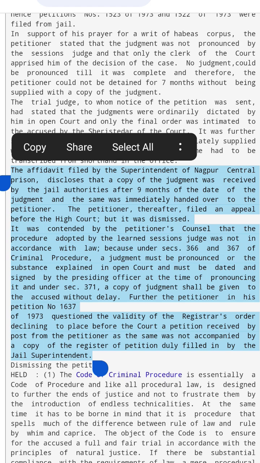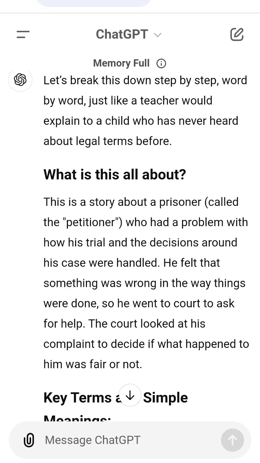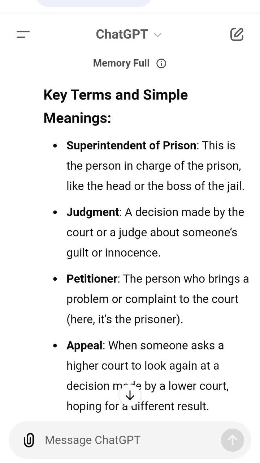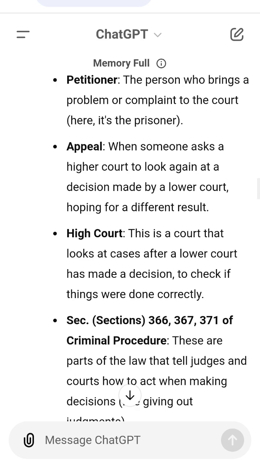You go to the head teacher and say, "This isn't fair. I didn't even know my result for 9 months. How could I try to fix things or ask for help?" The head teacher looks at your complaint but says, "Sorry, the grade stays the same." That's what the prisoner was feeling when he went to court.